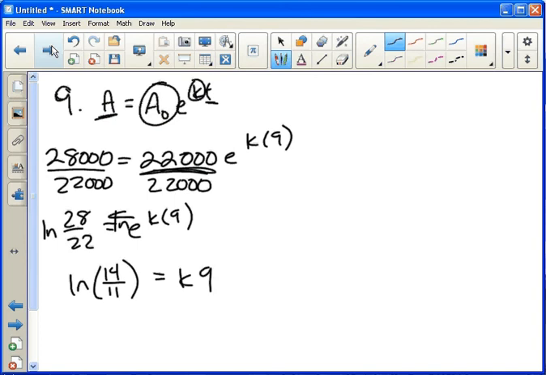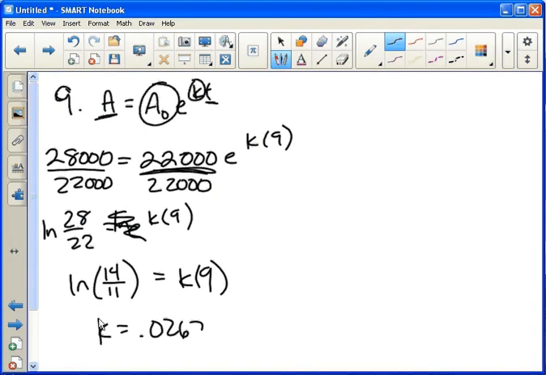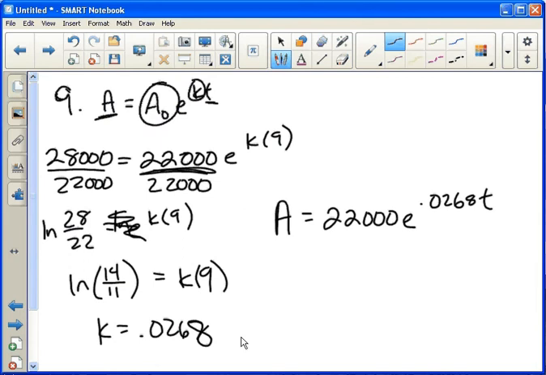So, time for my calculator. Natural log of 14 over 11. Close the parentheses. And then divide that by 9. We get 0.0267. So k equals 0.0267. Make sure I wrote that right. Yeah, we'll round it up to 0.0268. So that's our k. So our equation is going to be a equals 22,000 e to the 0.0268 t. I think on the answer she actually just rounded that to 0.027.